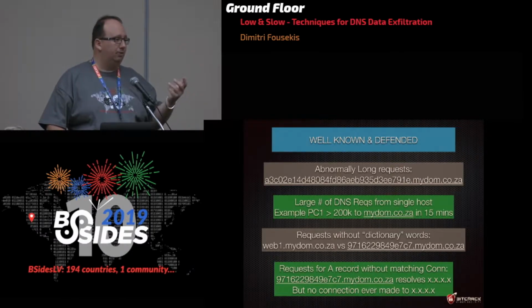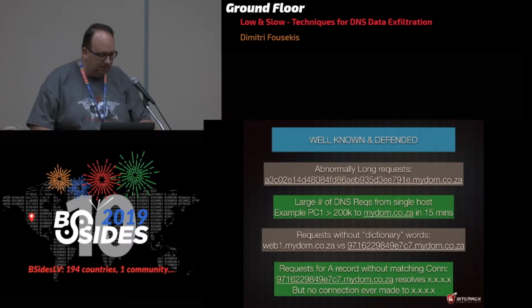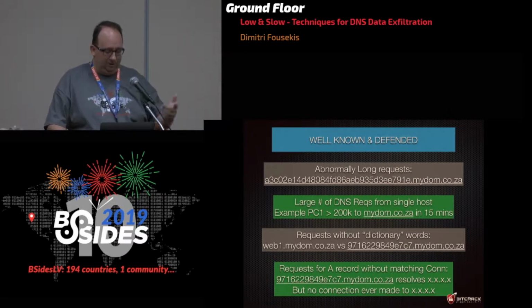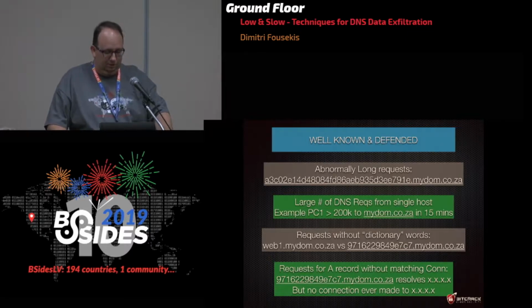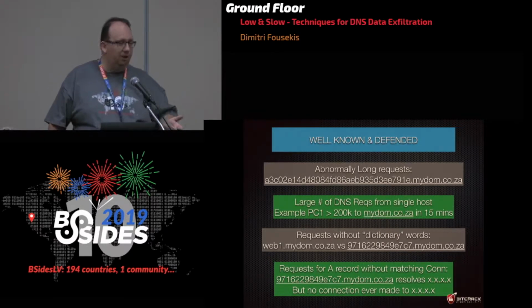So what systems know, and by systems I mean any product that's trying to prevent DNS exfiltration, what they do pretty well is look, for example, for abnormally long requests. If they see a DNS request that looks like that, well then you know there's something wrong.